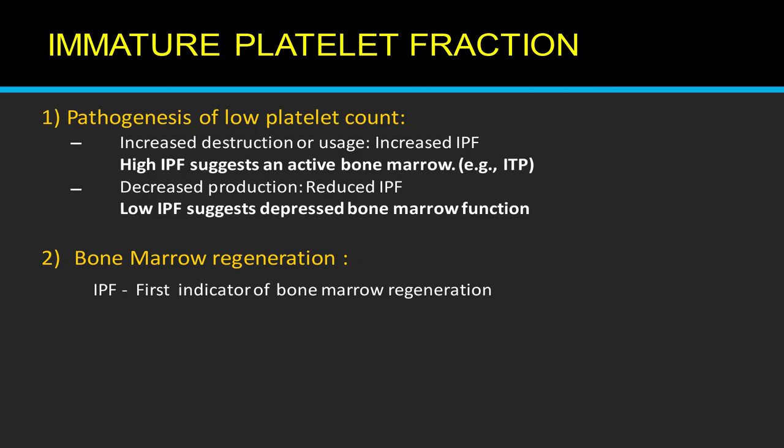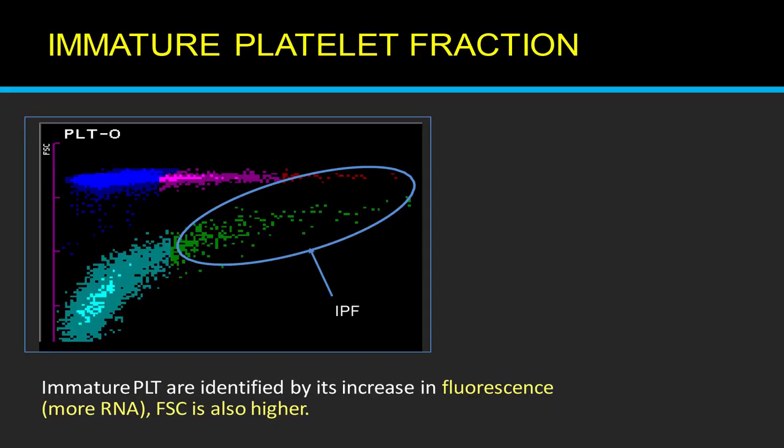IPF is basically useful in conditions where there is peripheral platelet destruction, like ITP, like dengue, like TTP. It is also very useful for recovery of bone marrow post-transplant. It is the first indicator of bone marrow regeneration. So IPF can differentiate aplastic or hypoplastic anemia from ITP and is also a prognostic marker of platelet recovery in dengue, in ITP as well as in bone marrow regeneration.